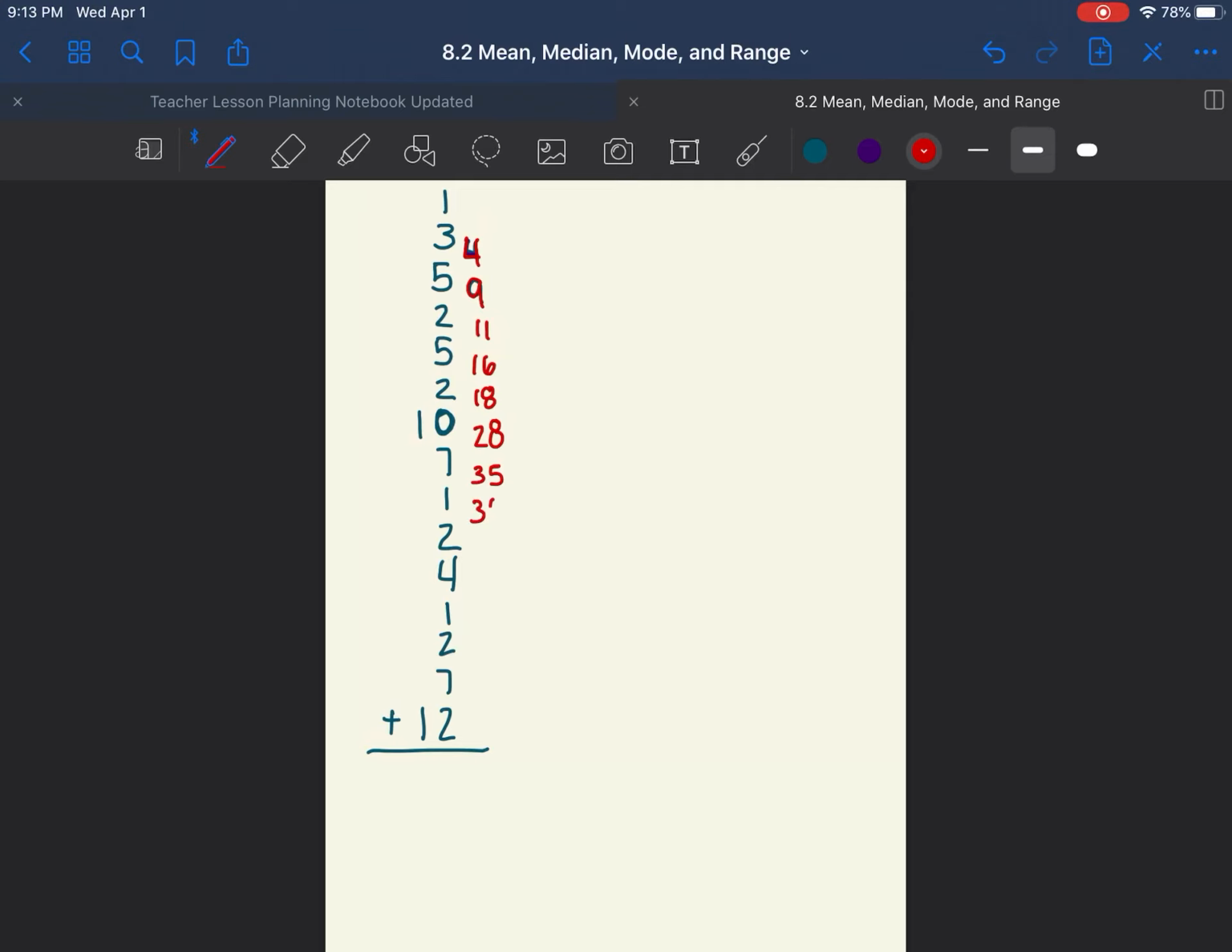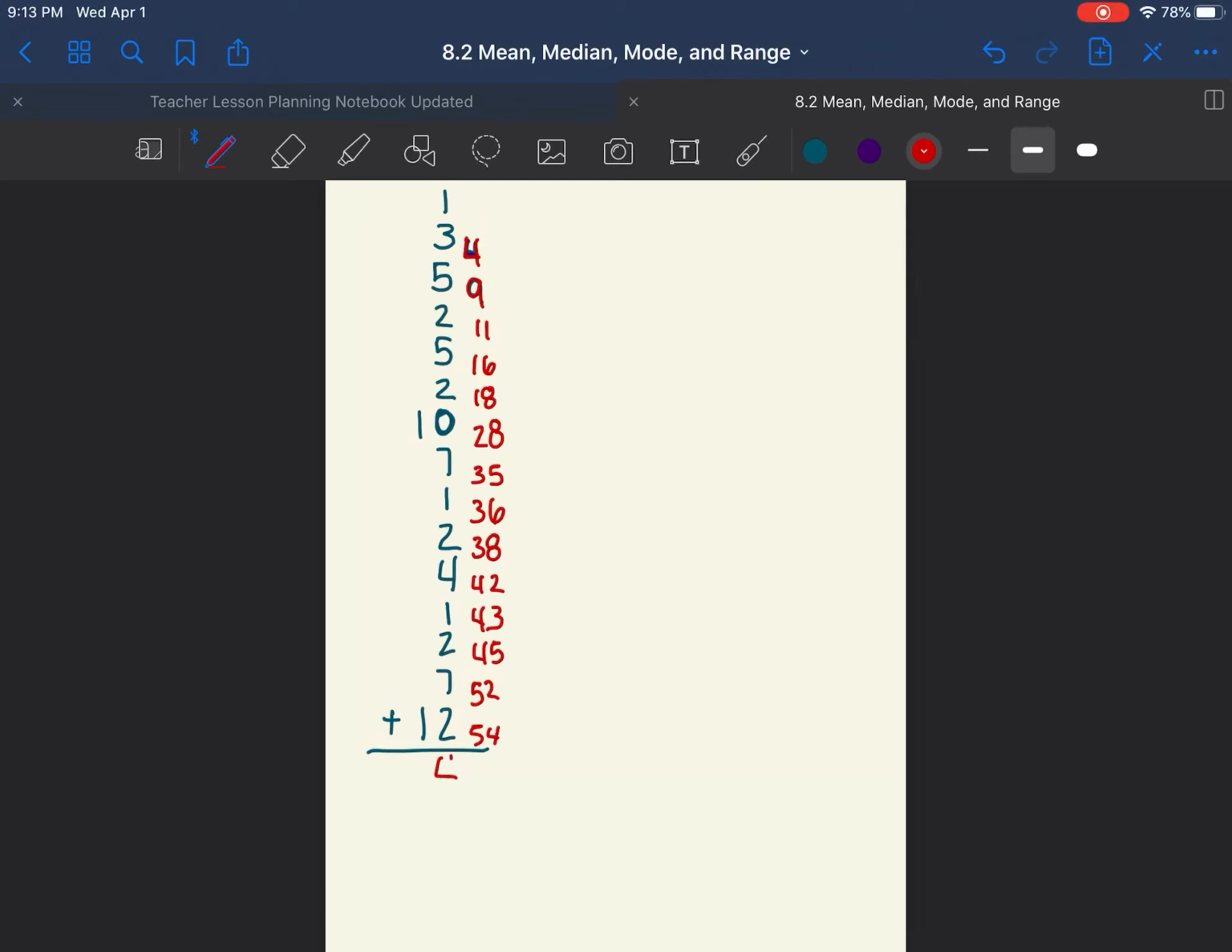35 plus 1 is 36. 36 plus 2 is 38. 38 plus 4 is 42. 42 plus 1 is 43. 43 plus 2 is 45. 45 plus 7 is 52, sorry, 52 plus 2 is 54.